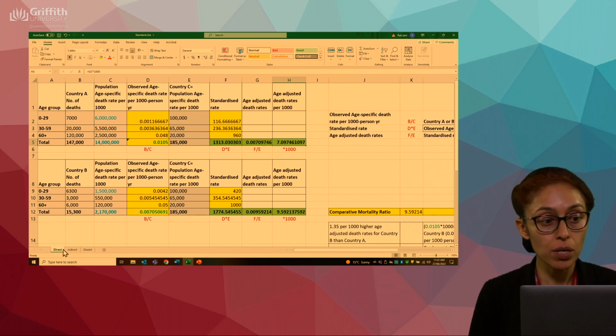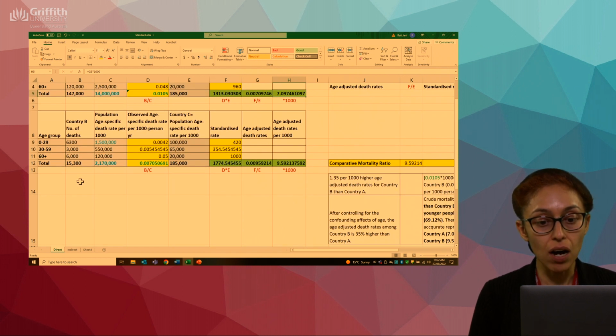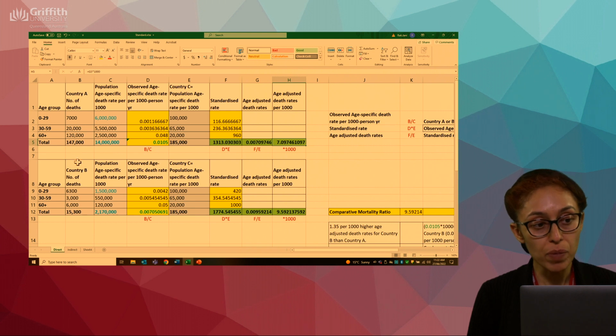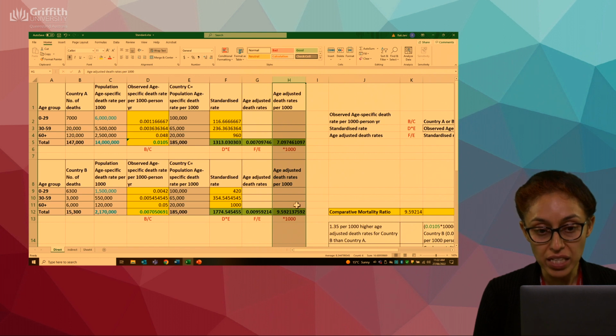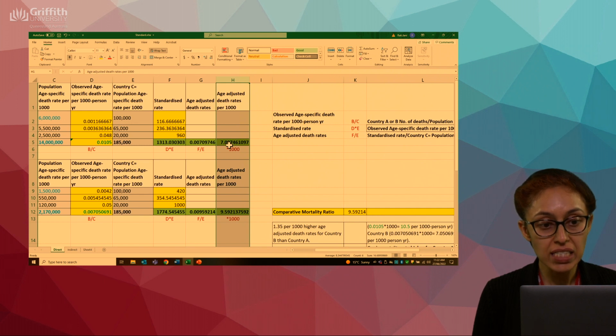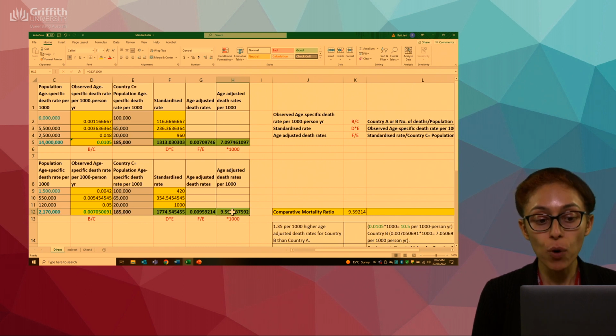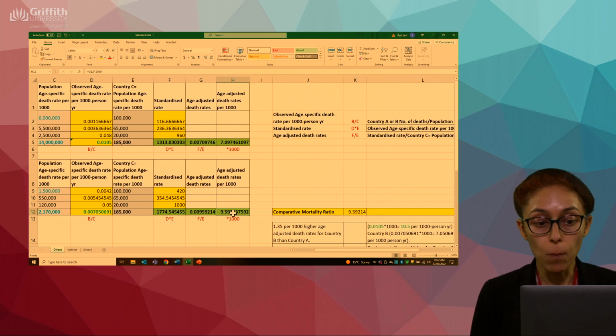So if we just look at crude numbers, it shows that your country A has more people dying than country B. But now when you have your age adjusted death rates, what do they say? Your age adjusted death rate is 7.09 deaths per 1000 in country A, and in country B you have 9.59 deaths per 1000. So in country B, after adjusting for age, you have more deaths than in country A.